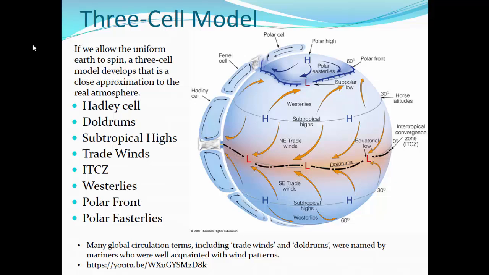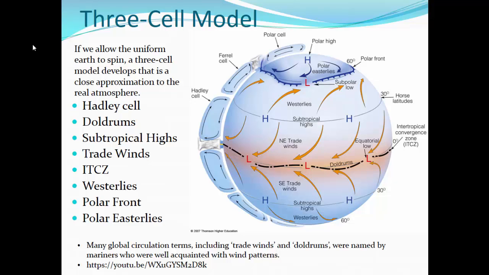So if we allow for a uniform Earth, you can see this Earth doesn't have any land over it, no continents, no mountains, and it's covered with water. But we do allow the Earth to spin. So it's straight up and down, no angle of inclination, but we do allow for the rotation of the Earth and therefore Coriolis. We get a closer approximation of the real atmosphere. So let's start at the equator. We know the equator is hot. We know that hot air rises, and so as hot air rises, it gives up its humidity in the form of condensation, cloud formation, and precipitation.